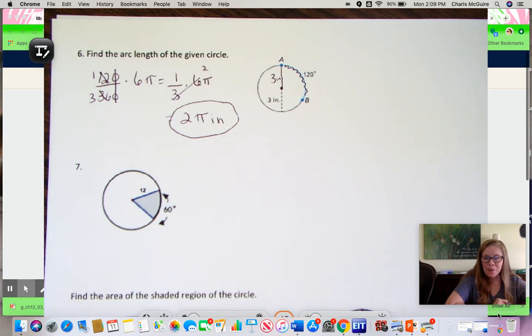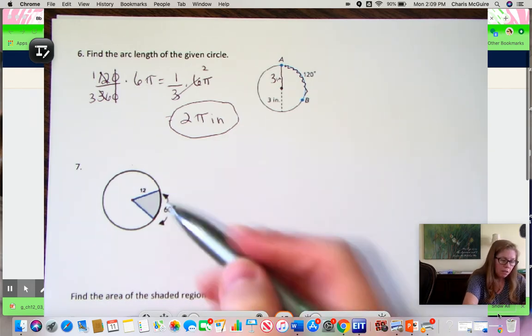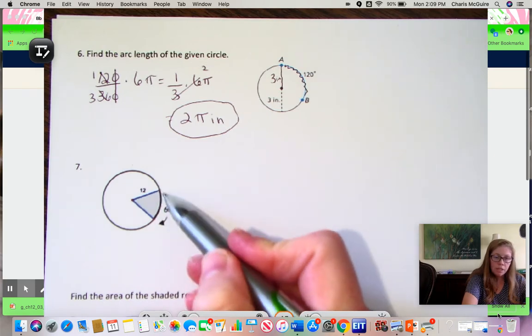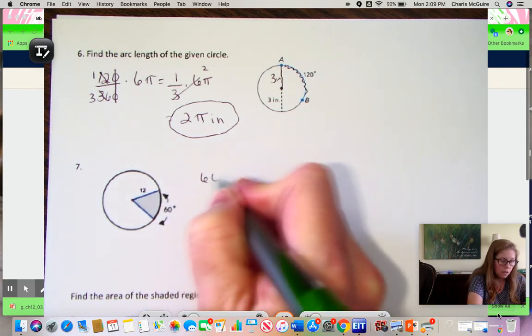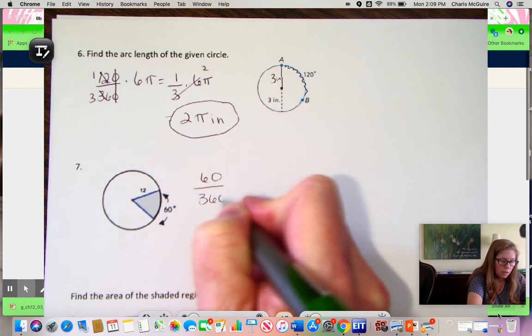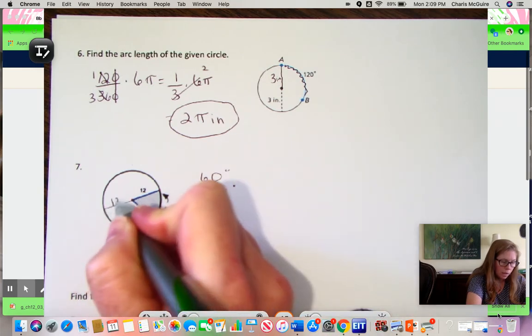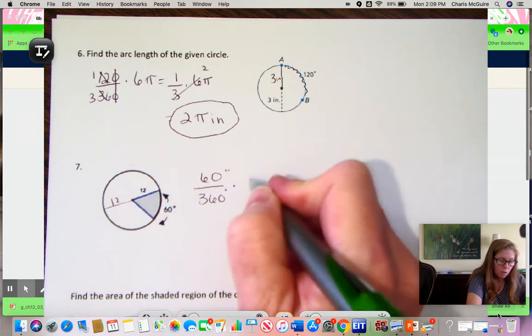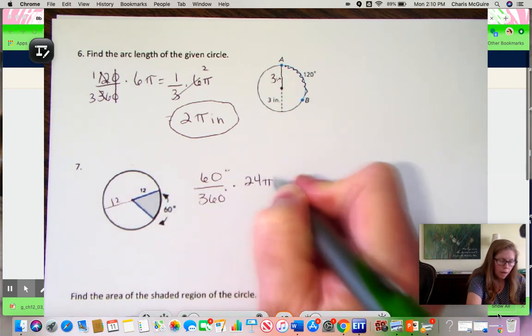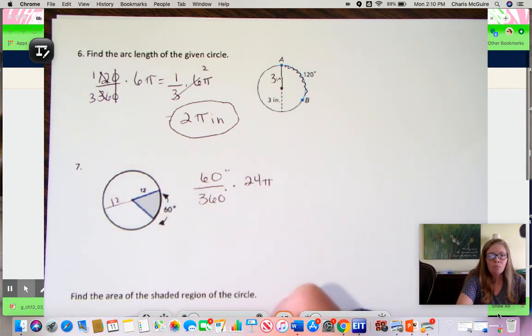Did you get 4 pi? I got 4 pi. All right, so first thing I notice is the degree measure is 60. So we're going to do 60 out of 360 degrees times, this is another 12 over here. This is the diameter of 24 pi for my circumference. Okay, so here we go.